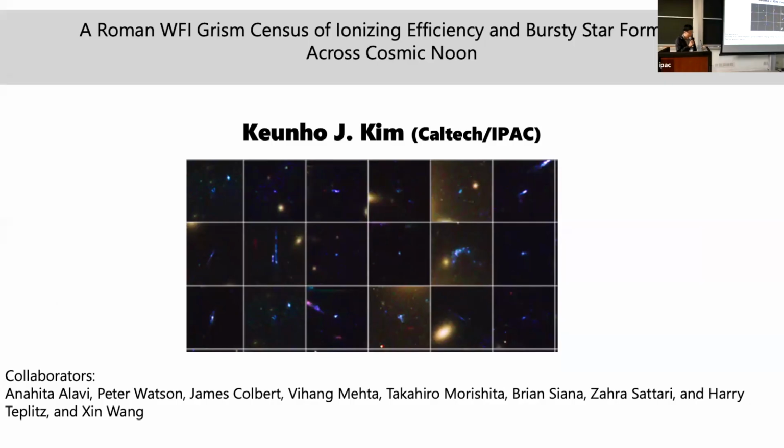Today I'm going to talk about the ionizing production efficiency properties of young star-forming galaxies and their potential role in driving the reionization of the early universe, and how Roman Grism spectroscopy will transform demographic studies of ionizing properties of galaxies across cosmic noon.